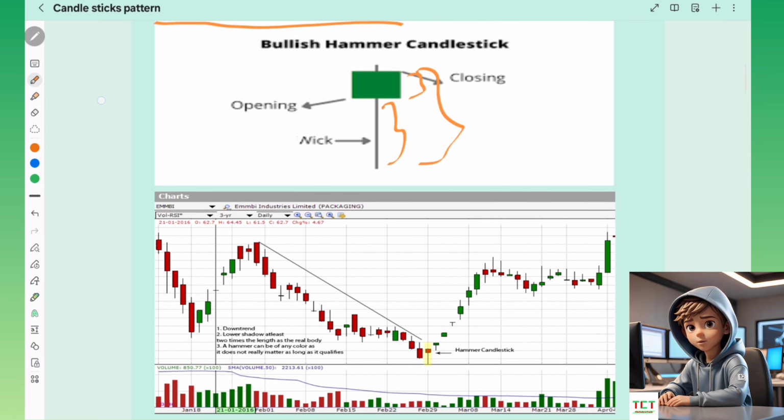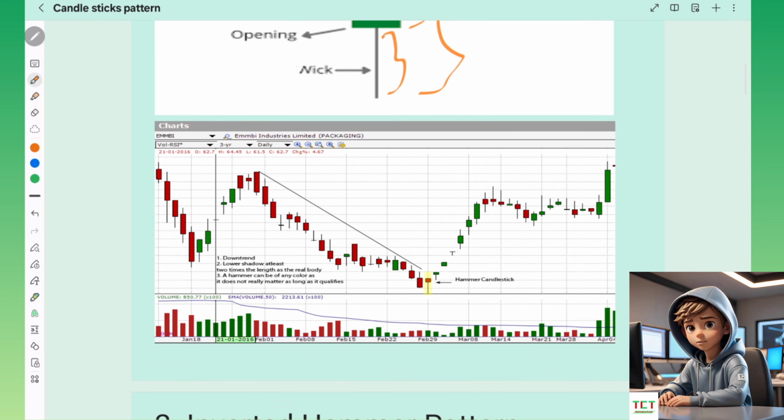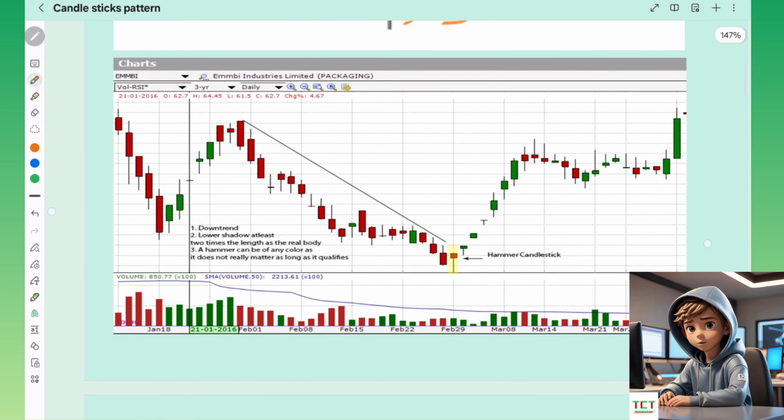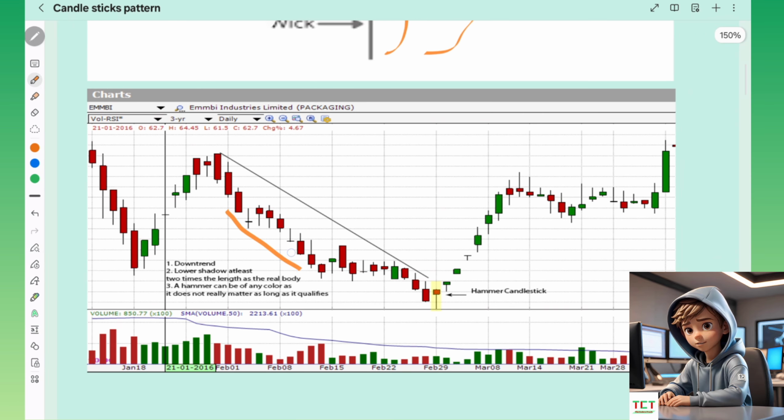So let's view a real example to understand more effectively how this can be identified. Here you can see the market was in a downtrend, and then a hammer pattern is observed here, with the next candlestick going up that confirms the market trend has changed and is now in bullish mode, and you can see the market from this point has gone upwards.